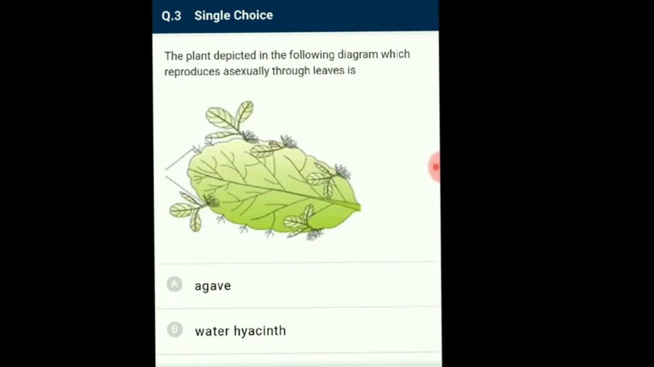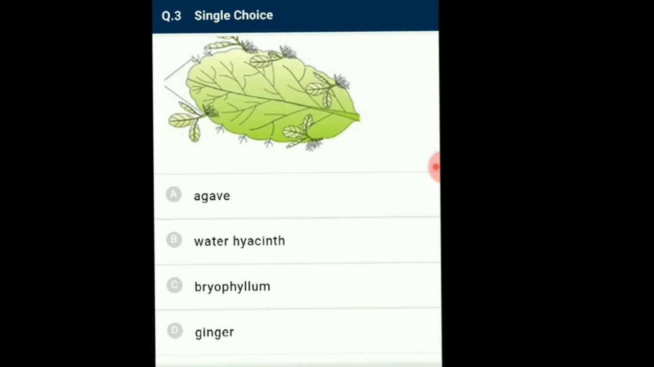Question number 3. The plant depicted in the following diagram reproduces asexually through leaves. Agave reproduces asexually through bulbils, water hyacinth through offsets, ginger through the underground stem rhizome, and bryophyllum through adventitious buds that emerge from the notches present at the margin of their leaves. So the correct option is bryophyllum. The given diagrammatic representation represents bryophyllum.